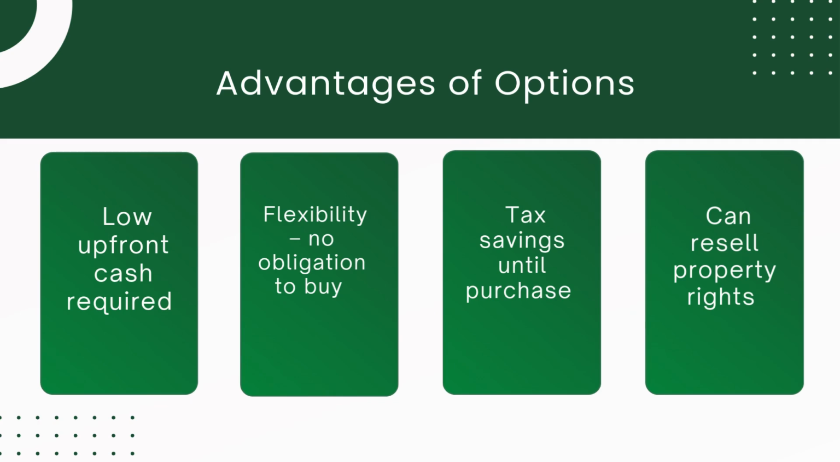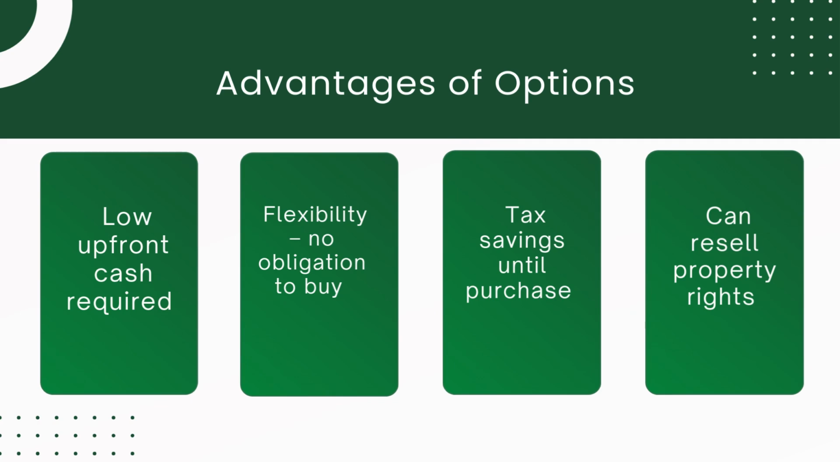Next we have flexibility, or no obligation to buy. Options give the investors a choice. If the market improves, they can buy and earn the profit. If the market does not improve, they can simply let the option expire. This flexibility reduces financial pressure compared to owning the property immediately.